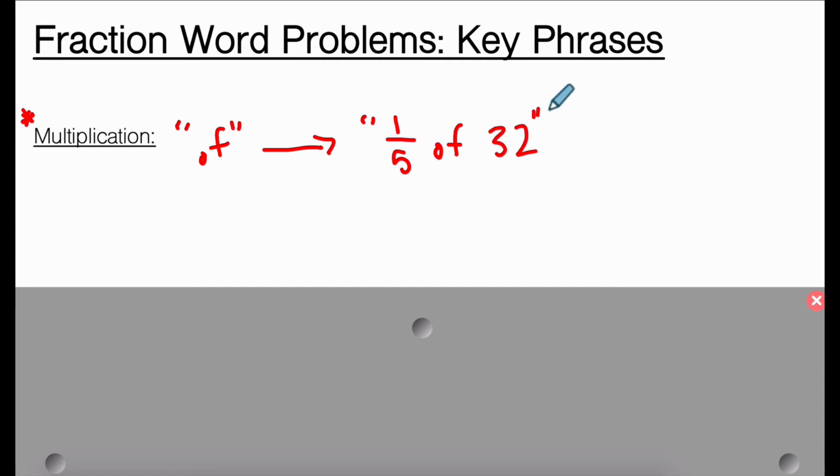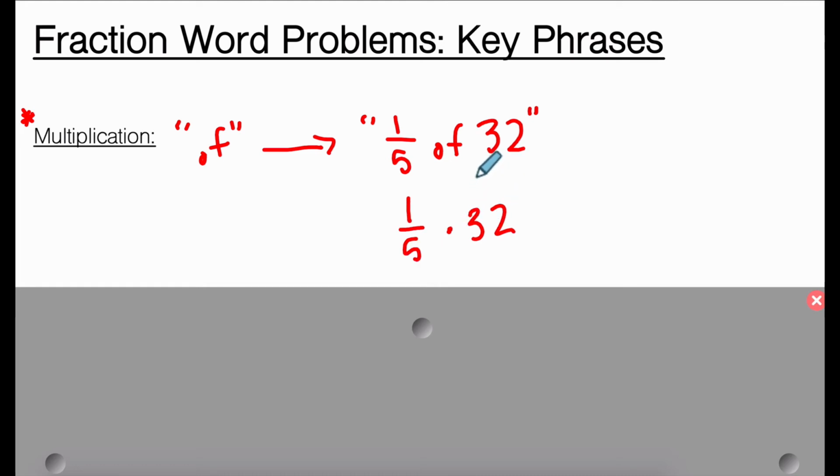So let's say you're reading through a problem and it's basically asking you, what is 1/5 of 32? If you see a problem like this, the way that you could solve this is by multiplication. When you see the word "of" in this context, a fraction of something, "of" means multiply, and so you would set up a multiplication problem to get to your final answer.